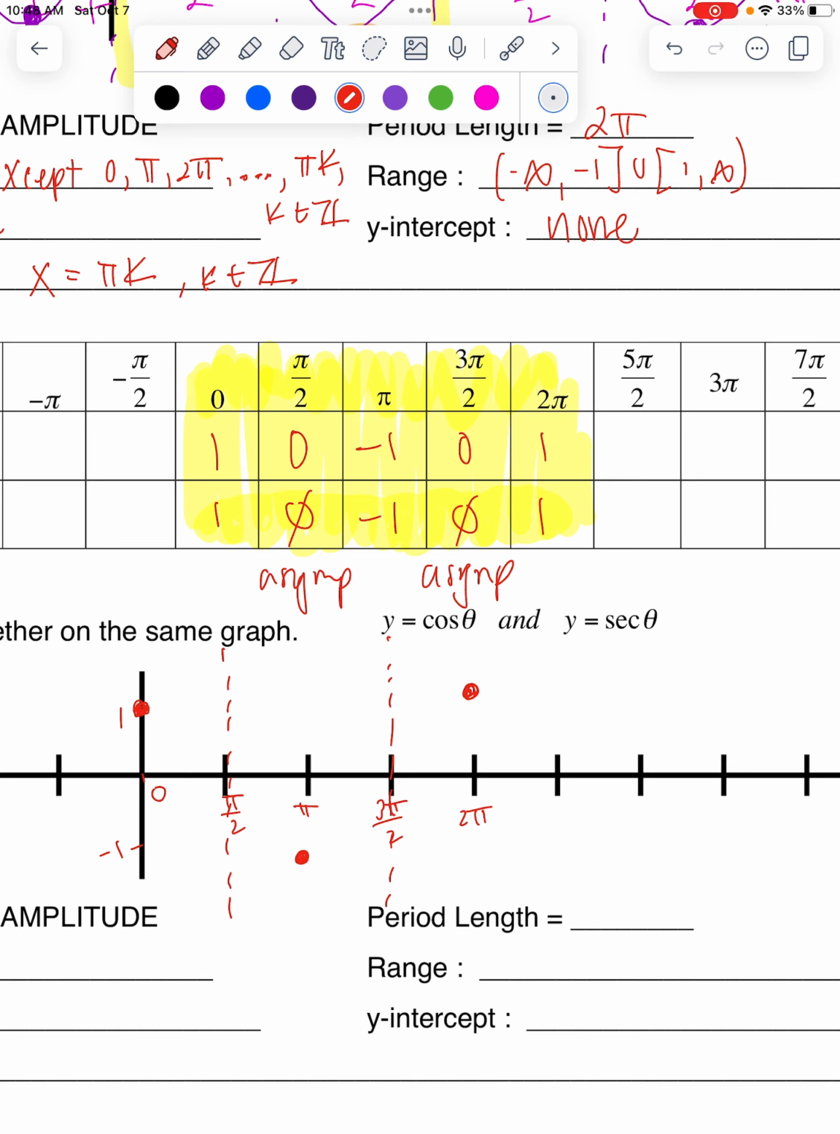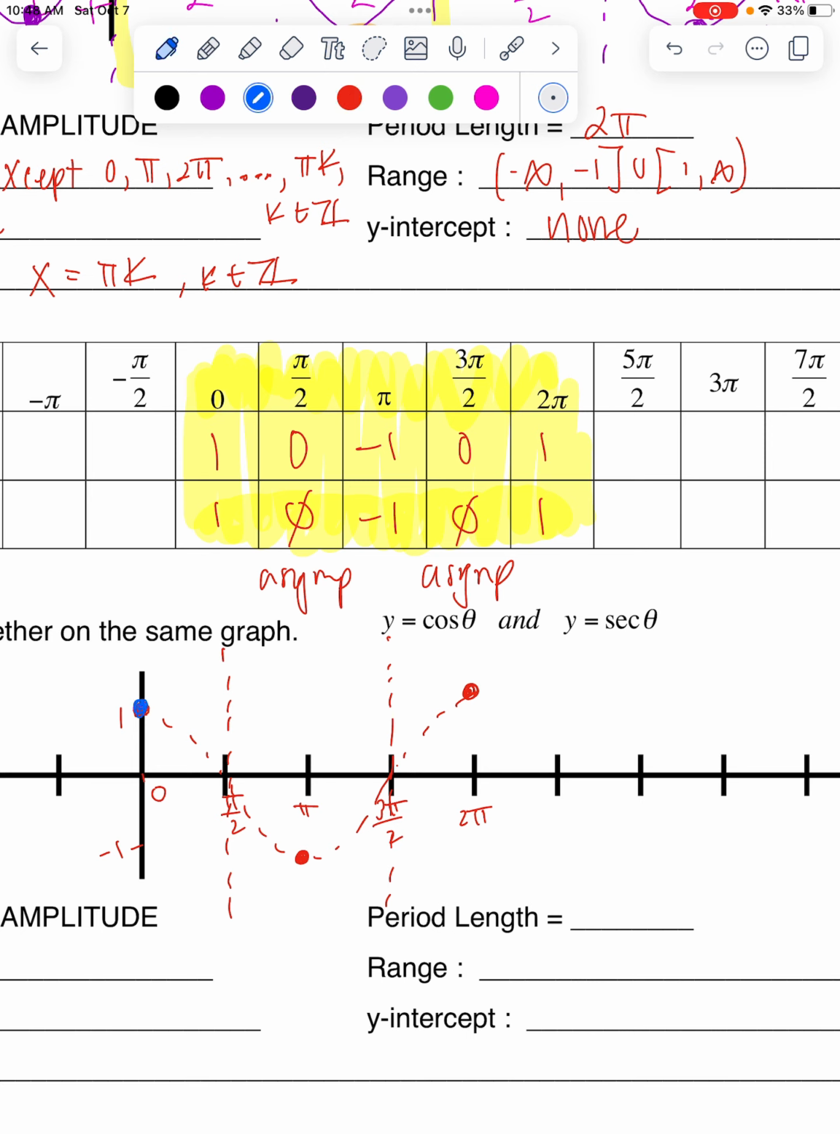Now again, it just looks like some dashed lines and some floating points. So go ahead and graph out your cosine graph. There's my cosine graph. And just like how we had the sine graph and the inverted graph, which was our cosecant, it's the same thing. We have our cosine graph, and it's just the inverted graph of cosine that will give us our secant graph.